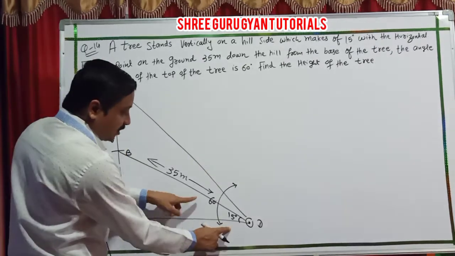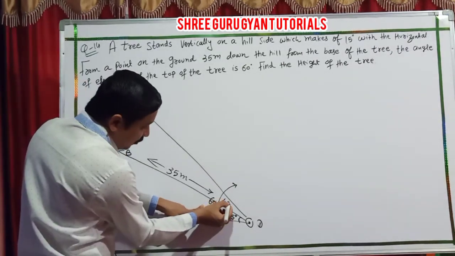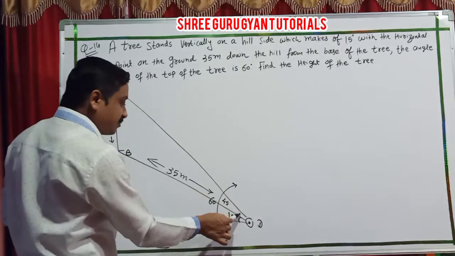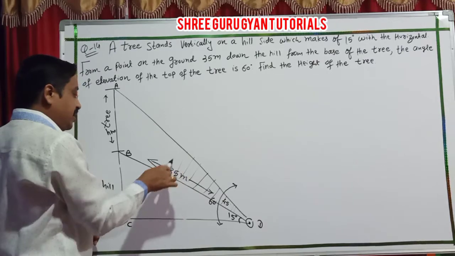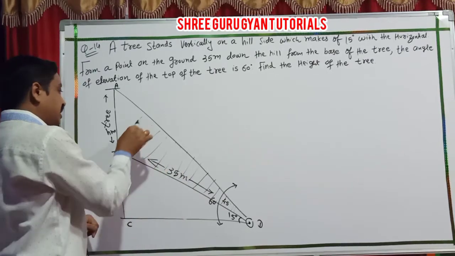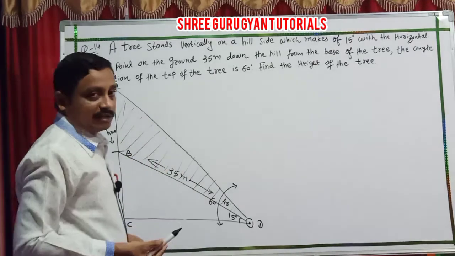Okay, this 15, this 60, so this how many? 45 degree. And I just explain you only this triangle ABD, and with this triangle ABD I complete my numerical.